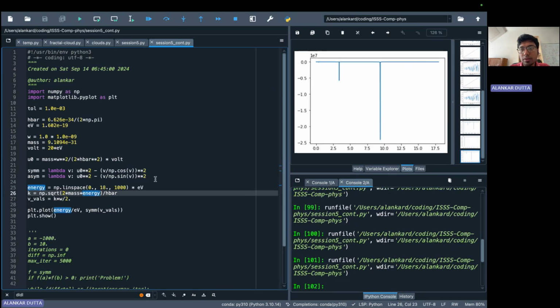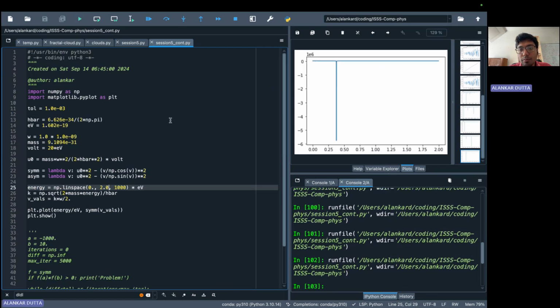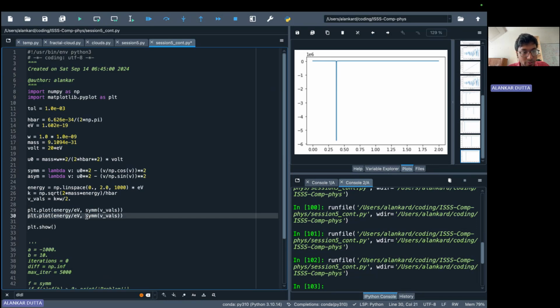Okay, so let's try to plot it. So you see there are certain places where this dips, and we obviously have some other dip in here as well. So let's check very close to this. Let's check at 2 electron volts perhaps, if that gives us a better estimate. Yeah, so it does give us a better estimate. So let's do the same thing for plotting the antisymmetric function as well. This is the same, right?